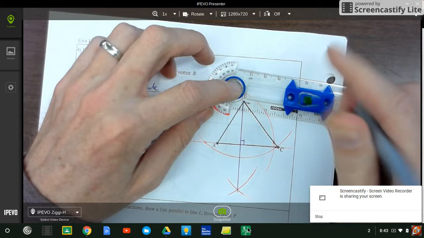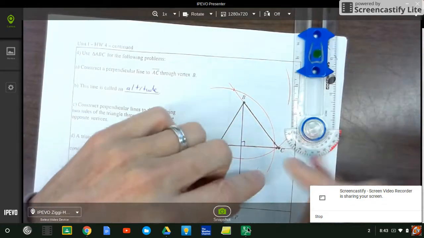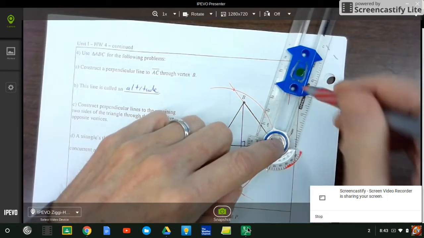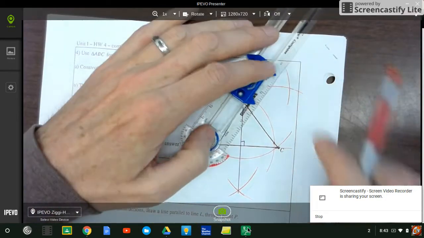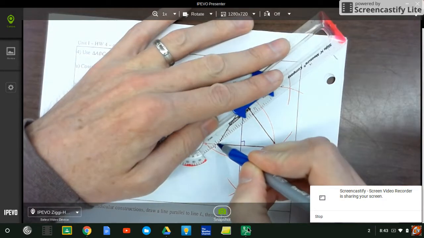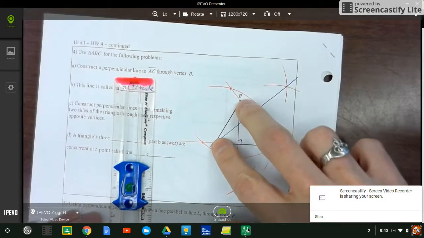Hard part here is making sure you're using the appropriate points. Okay, you don't want to use the side, like I don't want to come down here and use that side because I'm ignoring that side. I'm really trying to focus on just certain sides. So that's going to be from A through this point. There we go.